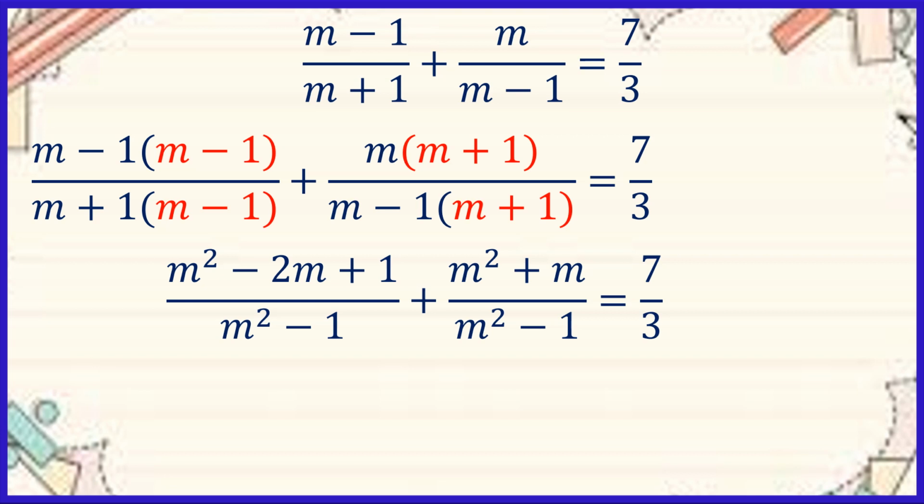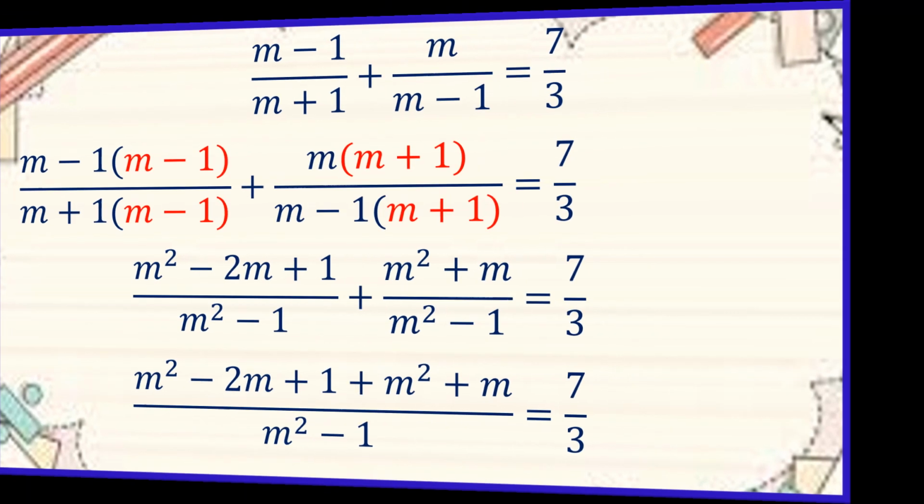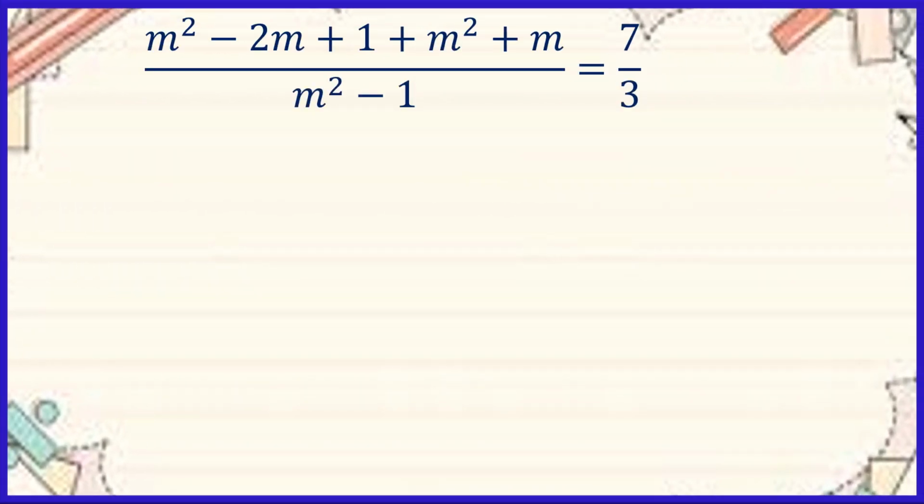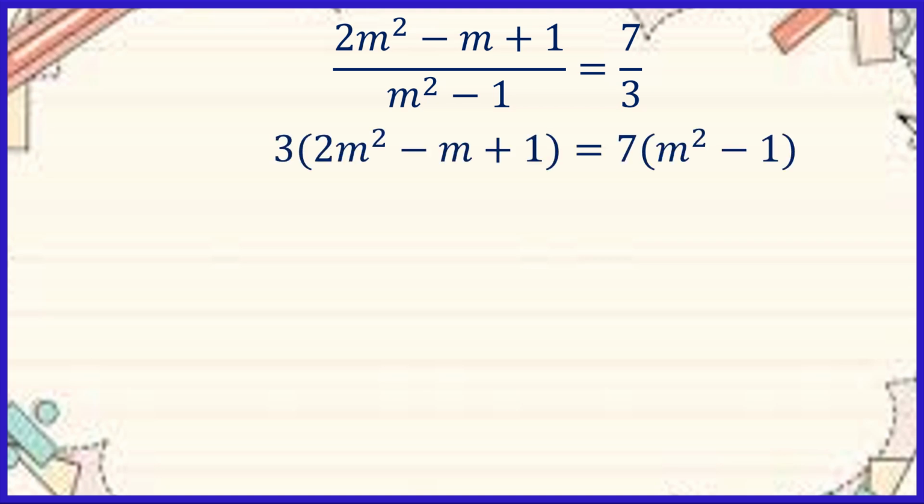Since they have the same denominator already, we can combine the numerators. So we get (m squared minus 2m plus 1 plus m squared plus m) over (m squared minus 1) is equal to 7 over 3. Combining like terms, we get (2m squared minus m plus 1) over (m squared minus 1). And then we are going to cross multiply, so we get 3 times (2m squared minus m plus 1) is equal to 7 times (m squared minus 1).